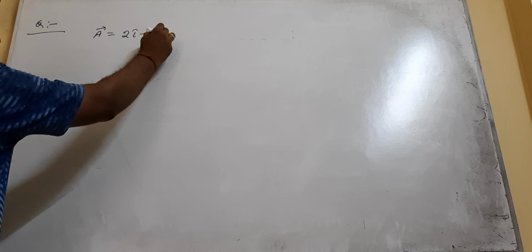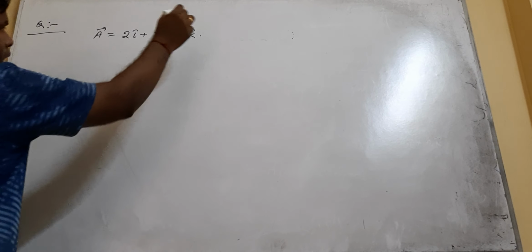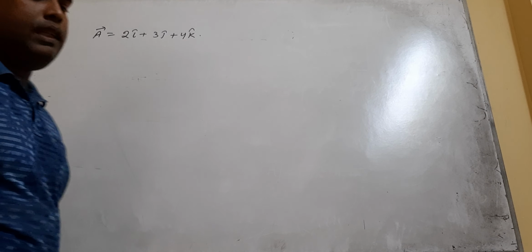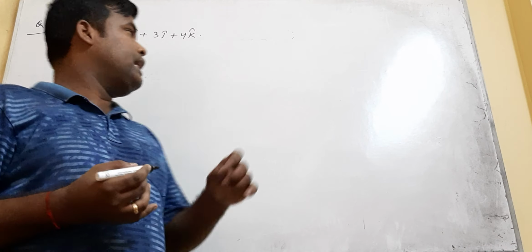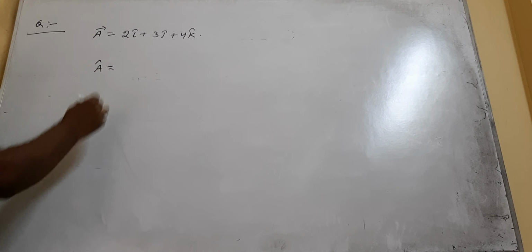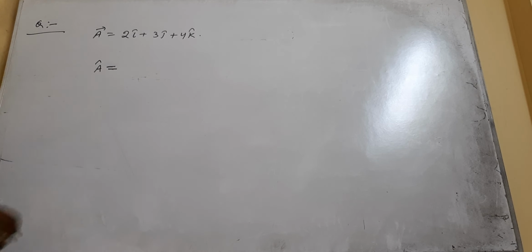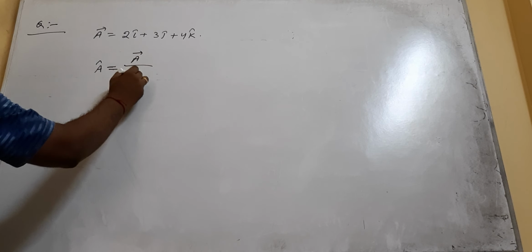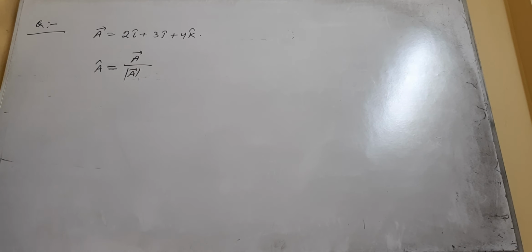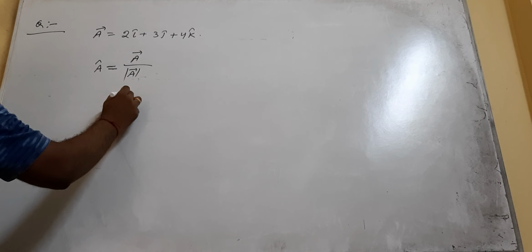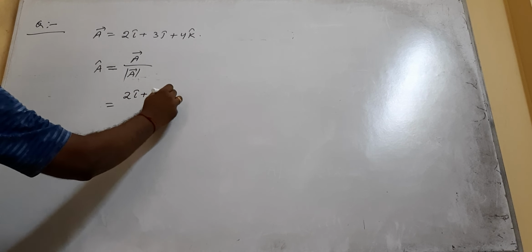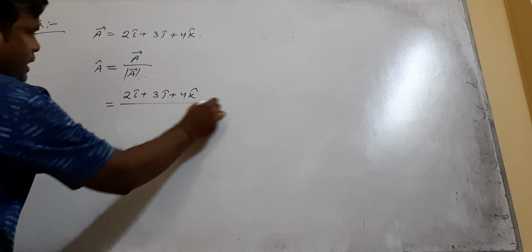Suppose you have a vector, let it be 2 i cap plus 3 j cap plus 4 k cap. Now the question is to find the unit vector of this vector. You know the unit vector a cap, that is represented by a cap, means it is the unit vector of a vector. It is the vector divided by the vector magnitude.